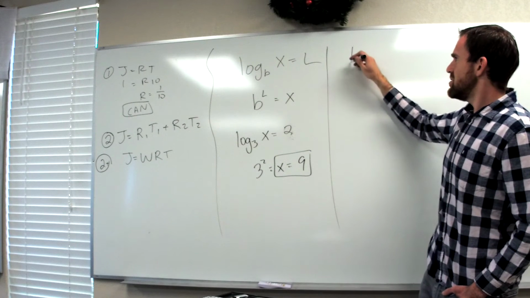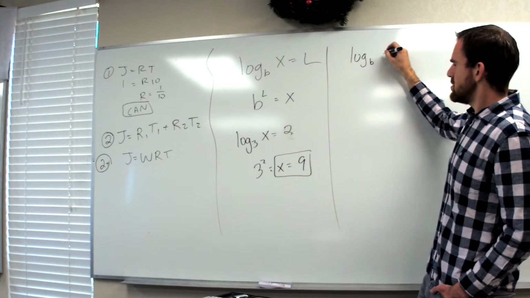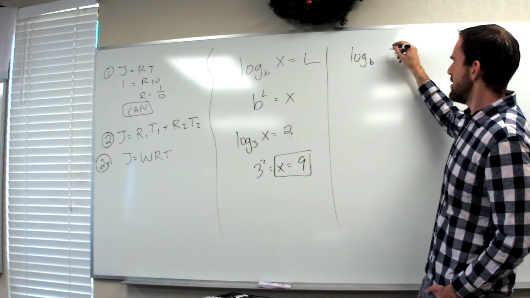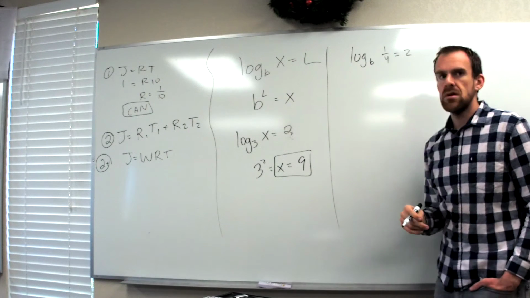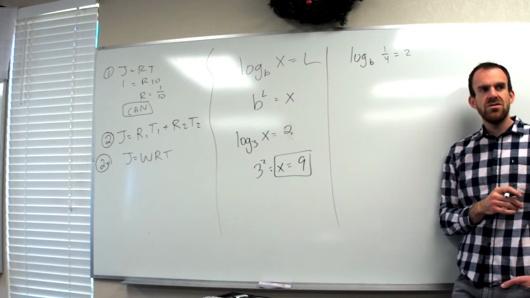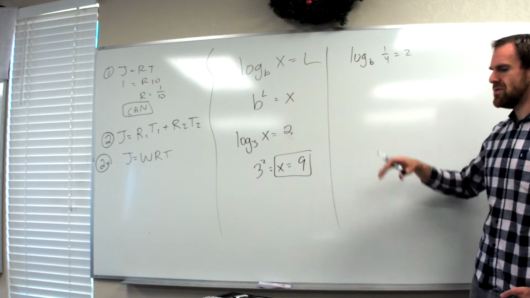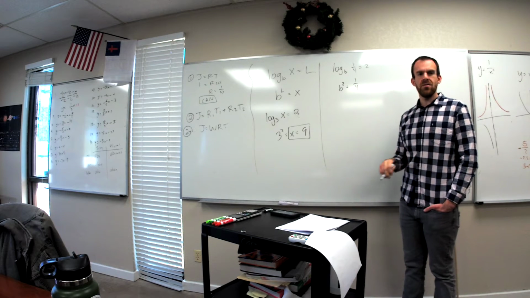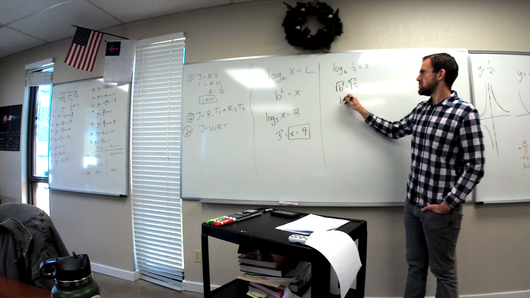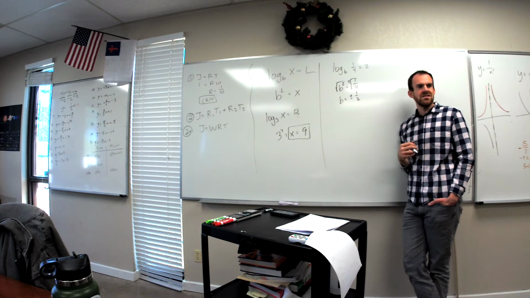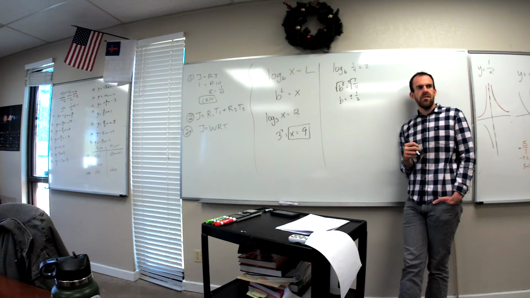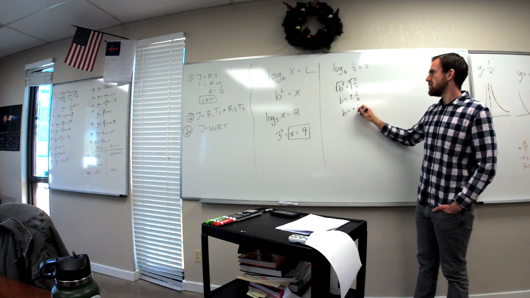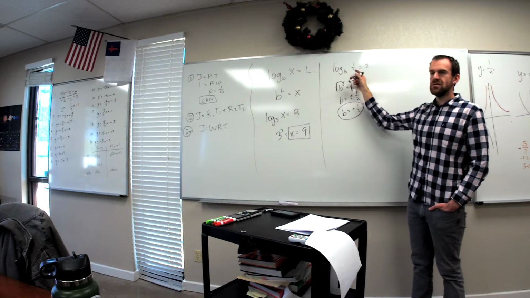Okay, let's do another one. Log base b of 1/4 equals 2. How do you solve that? Well, you convert to exponential form: base to the output equals the input. What would b be? Well, take the square root. Which one of these is the correct answer? The positive one. Why? Because you can only have a positive for the base, and you can only have a positive for the input.